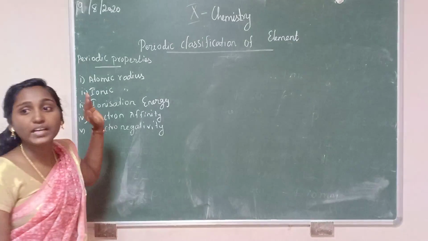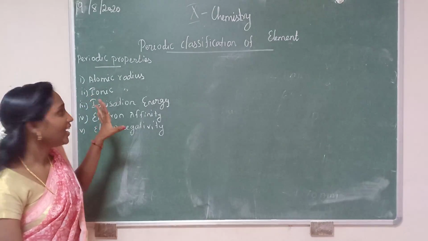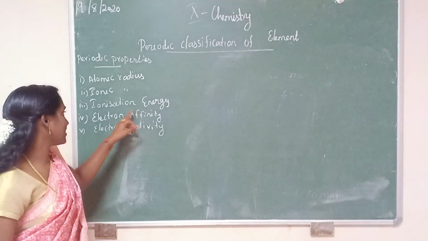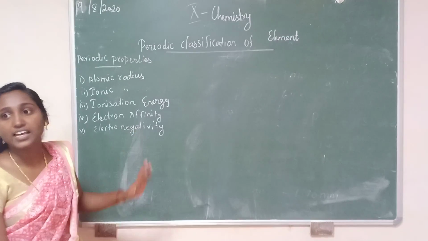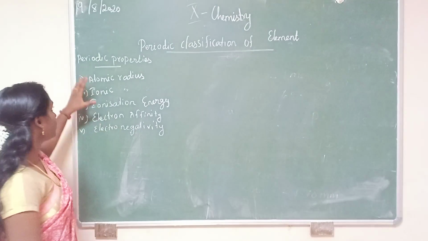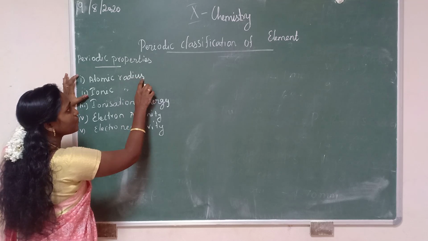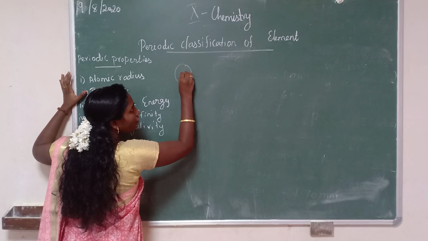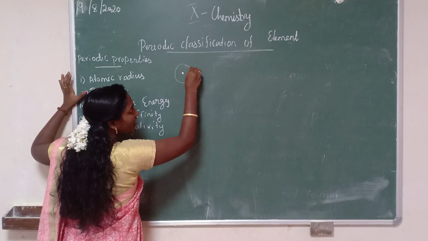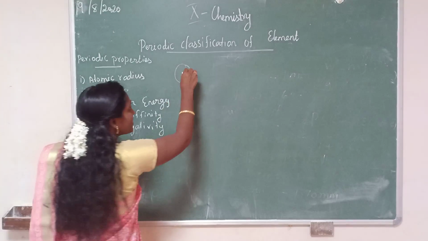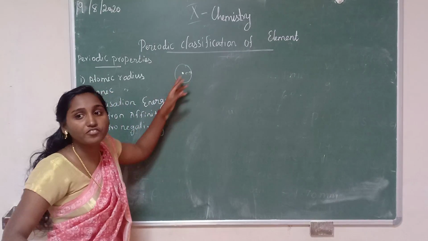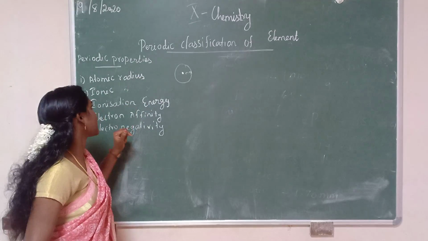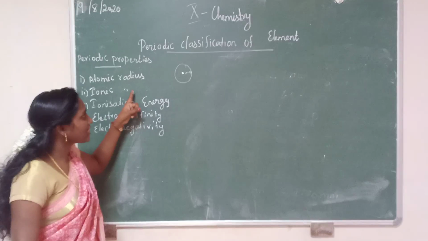So what are the periodic properties? Five properties are there: atomic radius, ionic radius, ionization energy, electron affinity and electronegativity. In the last class we discussed atomic radius. Atomic radius means the distance between the center of the nucleus and the outermost shell. That is the distance between the center of its nucleus and the valence shell, that is called atomic radius.